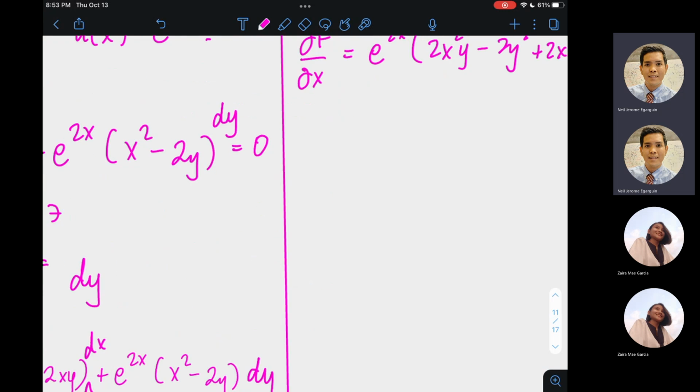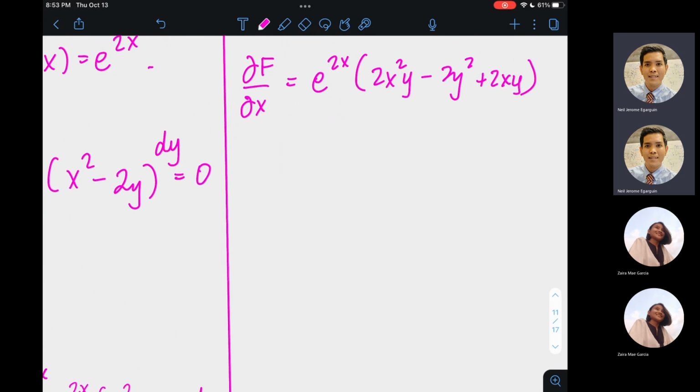Now to get our ansatz for f, para makita natin ano yung hula natin or template natin para kay capital F, kailangan ko lang i-integrate both sides after multiplying both sides by the differential of x. Alright? So integrate ko both sides, nakakaroon ako nito. Si f, which is a function of two variables, x and y, will be equal to the integral of e to the 2x times 2x squared y minus 2y squared plus 2xy dx.